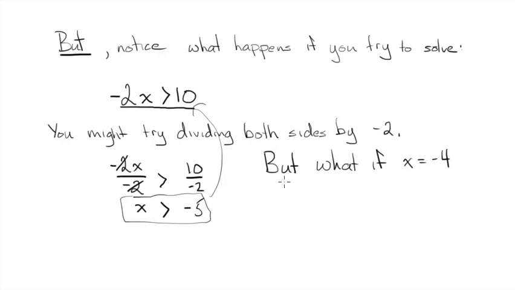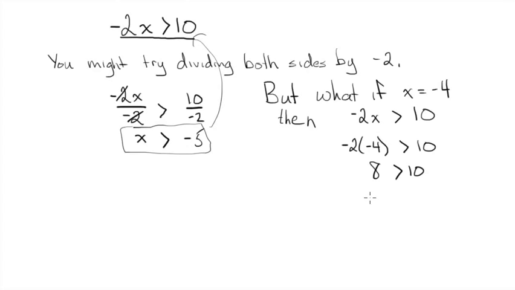But what if x equals negative 4? Then negative 2x is bigger than 10 would be negative 2 times negative 4 bigger than 10. That would say 8 is bigger than 10, and that's definitely not true. Last time I checked, 8 is not bigger than 10. So x equals negative 4 is not in the solution to this inequality, so this solution set must be wrong.